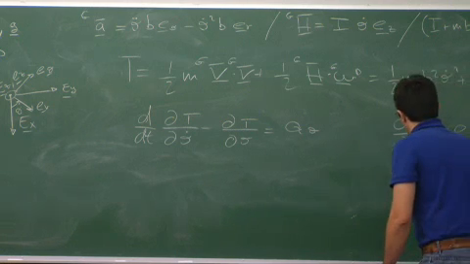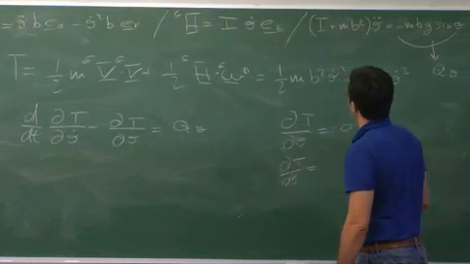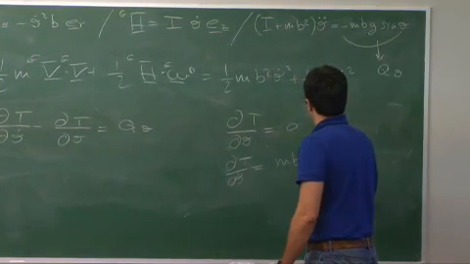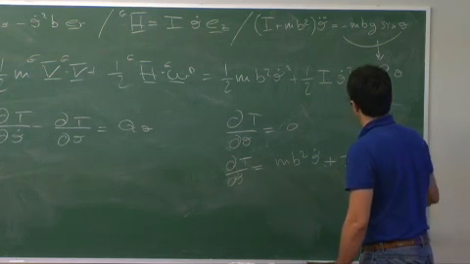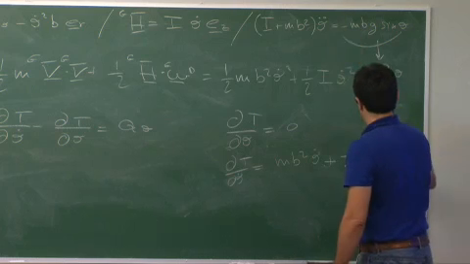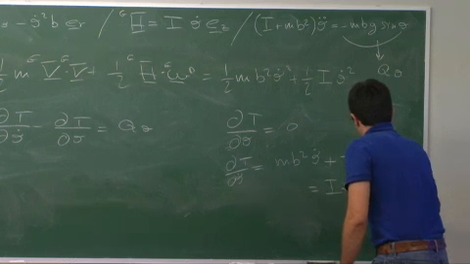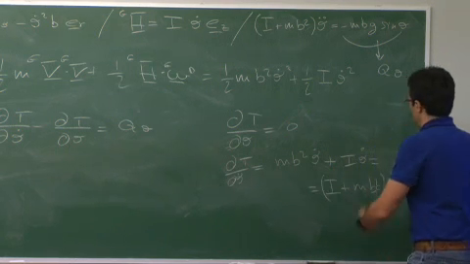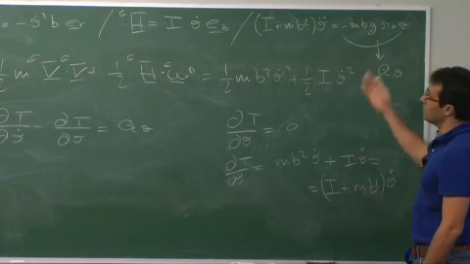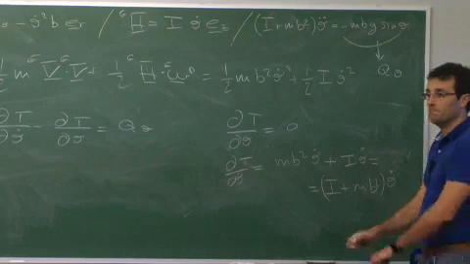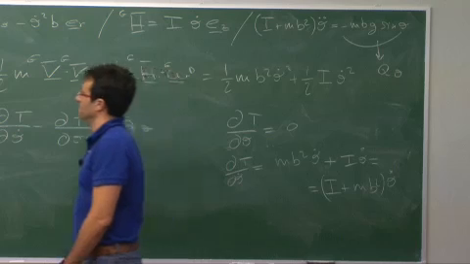And then partial of T with respect to theta dot: take out the 1/2 and the square, you get m b squared theta dot plus I theta dot. Sounds familiar. And you just have to take d/dt of that. I plus m b squared times theta dot. Take the rate of change with respect to time, you only get theta double dot. And that's your equation of motion again. Pretty simple.